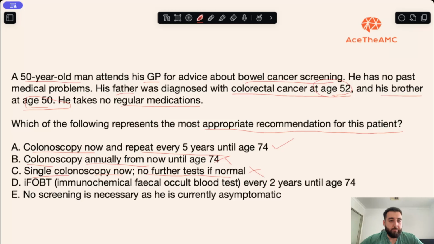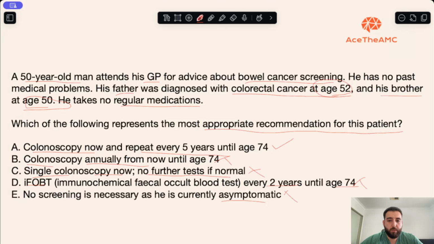Option D, fecal occult blood testing every 2 years until age 74. This is incorrect. This is what we would do for the average Australian who is in that category 1. The patient in our scenario is above this average risk. So we're going to be focusing more on colonoscopy based screening, not fecal occult blood testing, especially since he's 50 years old.